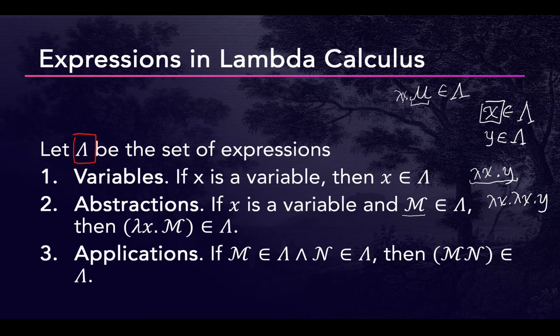And finally, the last type right here is what we call an application. Any lambda calculus expression of the form mn right here is a member of big lambda, as long as each of these are valid lambda calculus expressions as well. So if you have two lambda calculus expressions, let's say you have lambda x dot x, and if you put it beside just y, the variable y, then it is a valid lambda calculus expression as well.